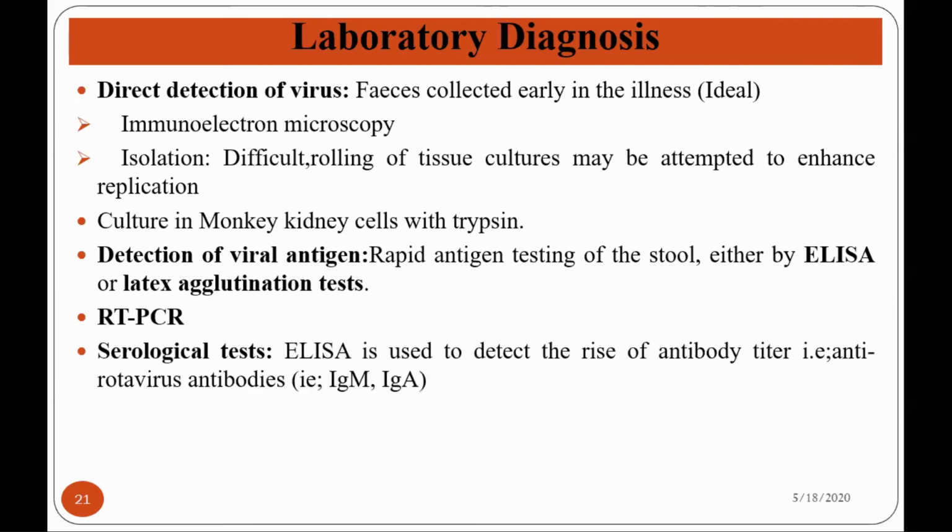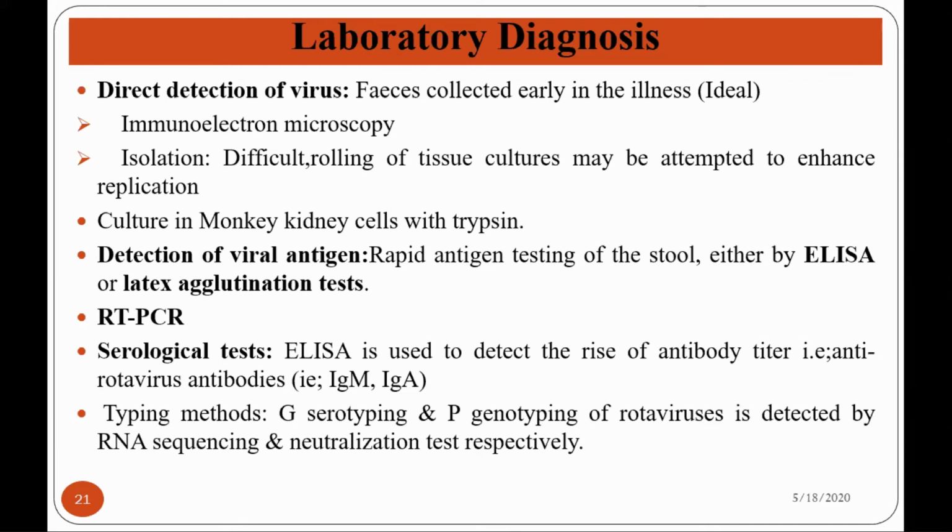Rapid tests can be used in which viral antibodies against these rotaviruses, that is IgM and IgA antibodies, can be detected. The rising titers of IgM and IgA antibodies in the infected person's serum indicate that there is infectivity, and our immune response is higher in such infected individuals.